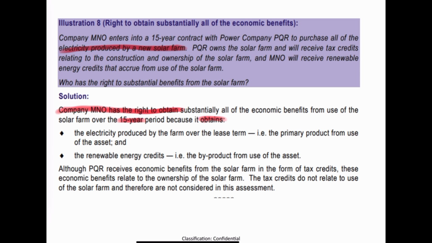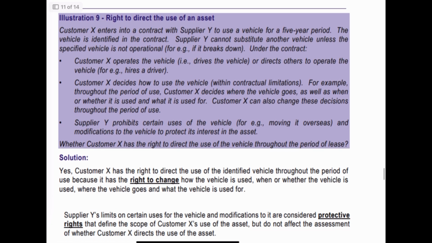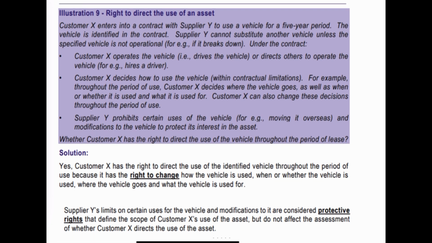Although PQR receives economic benefits from the solar farm in the form of tax credits, these economic benefits relate to ownership of the farm and not use of the solar farm. The tax credits do not relate to use of the solar farm and therefore are not considered in this assessment. Okay, we'll go through the next example. Probably you can take this as homework. You can read, and I have also given the solution at the bottom.